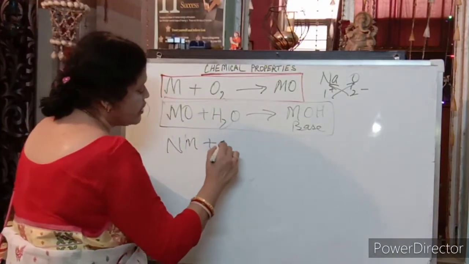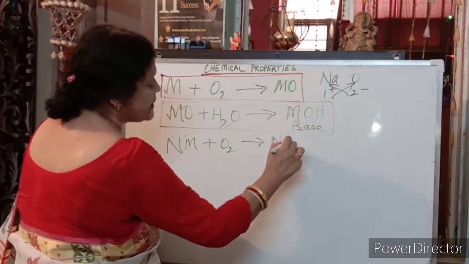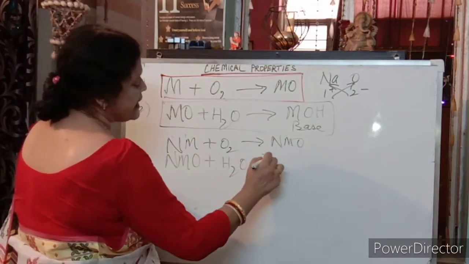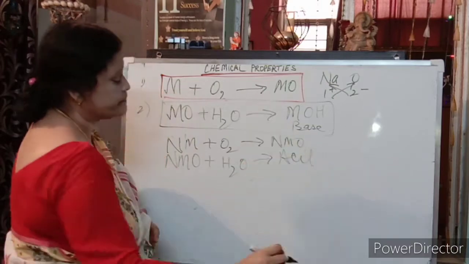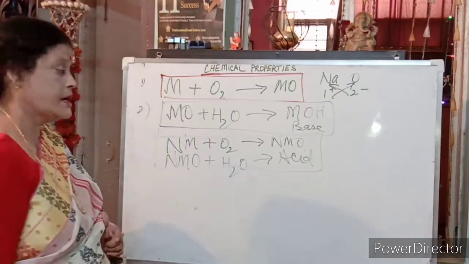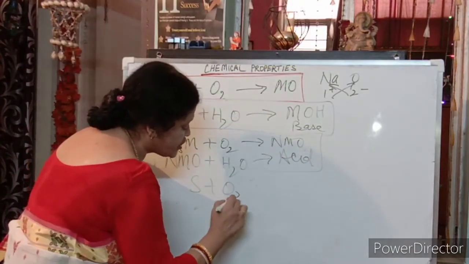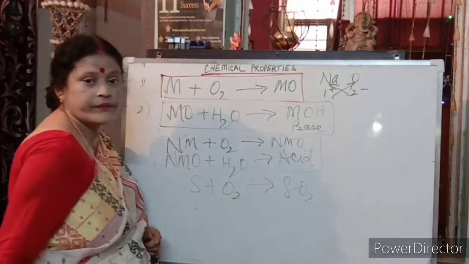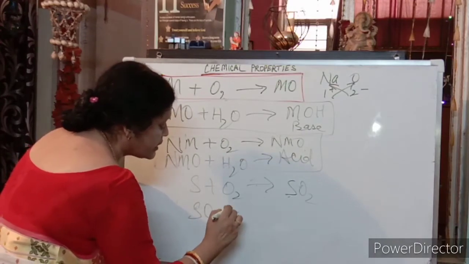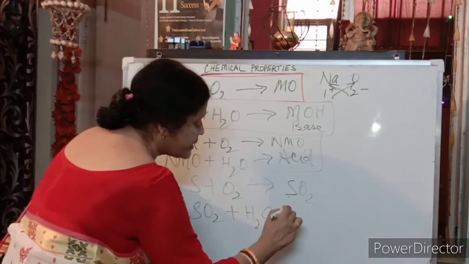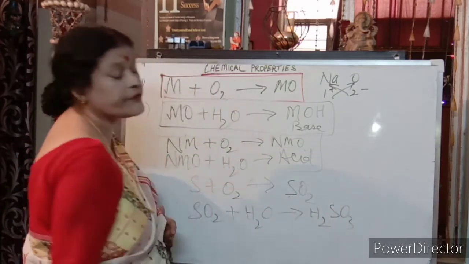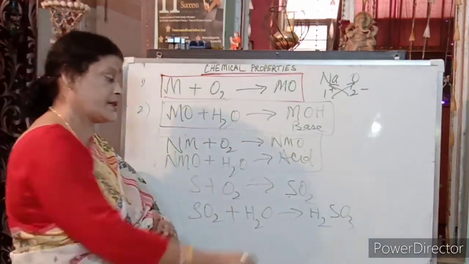Now come to non-metals. Non-metal plus oxygen forms non-metallic oxide, and when non-metallic oxide reacts with water, it forms an acid. Let's go with one example. Suppose I say sulfur plus oxygen gives sulfur dioxide. Simple. And if sulfur dioxide reacts with water, it forms an acid: H2SO3, that is sulfurous acid, not sulfuric. Sulfurous acid, which is an acid.